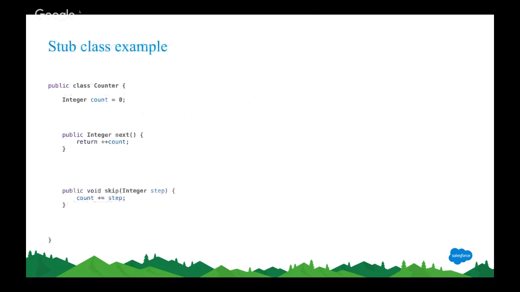So let's take a look at an example kind of in practice and how this might work. So we have our counter class here. It's relatively simple, but notice that it's just a normal class. It's not implementing any interface. It's not virtual, anything like that.